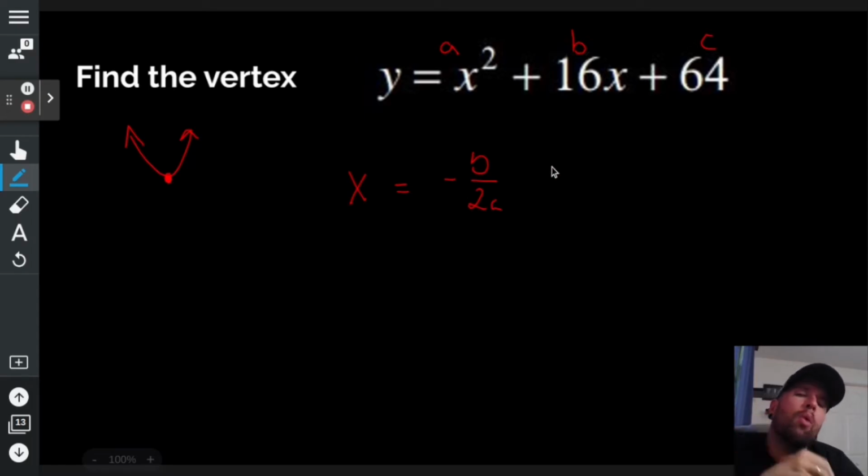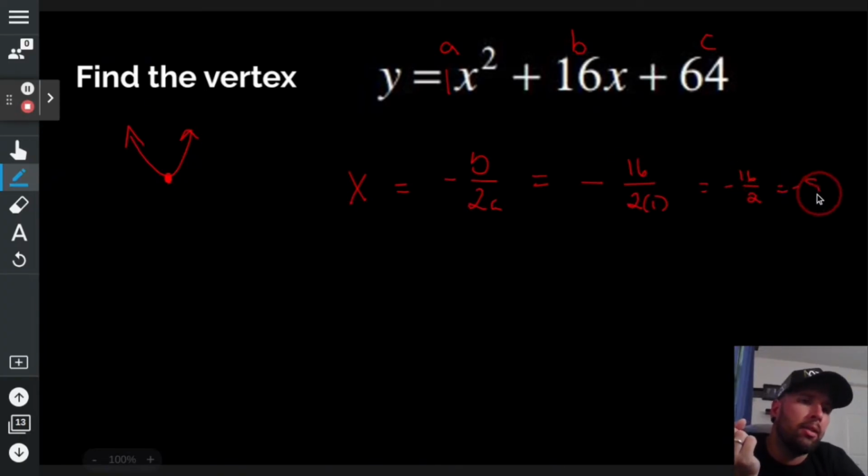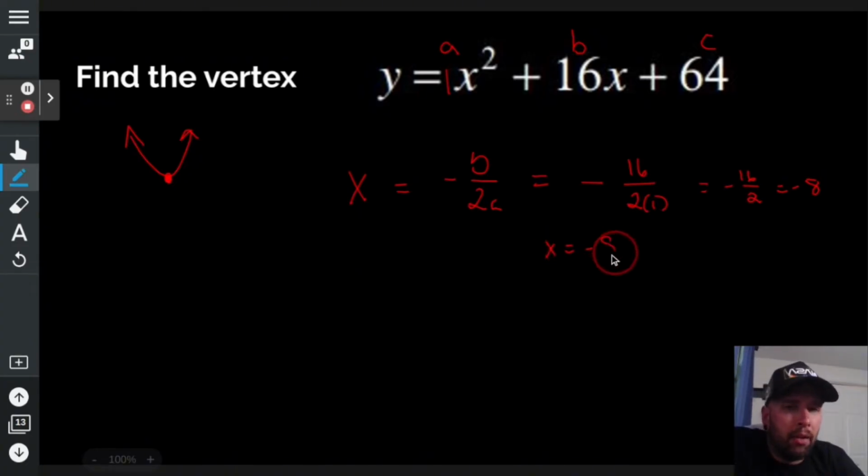So the x value of the vertex is going to be -b, which is 16, over 2 times a, which is an invisible 1. So -16 over 2, -8. Okay, now let me just write that out. X is -8. Now this gets me the x value and the x value only. I'm asking you to find the vertex, which insinuates that I want the point that would be the minimum in this case. So the way you find the y value is you just plug in -8 into that guy and do a little bit of math.